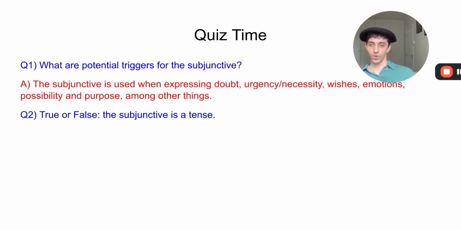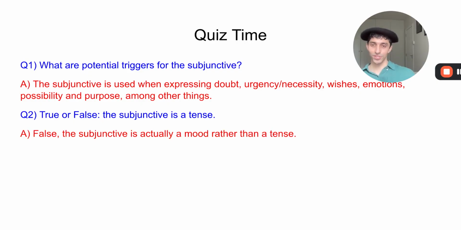Question two is true or false. So the subjunctive is a tense. I mentioned this right at the start of the tutorial. So I'm going to give you a little bit of time to think through this. Now let me show you the answer. This one is false. The subjunctive is actually a mood rather than a tense.